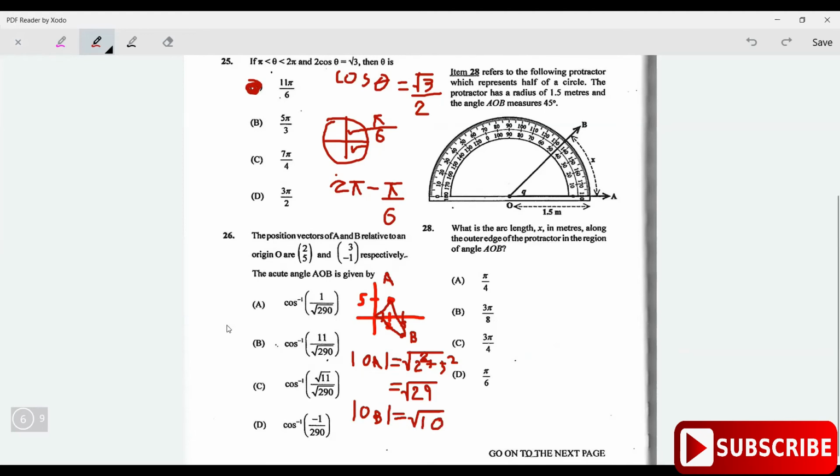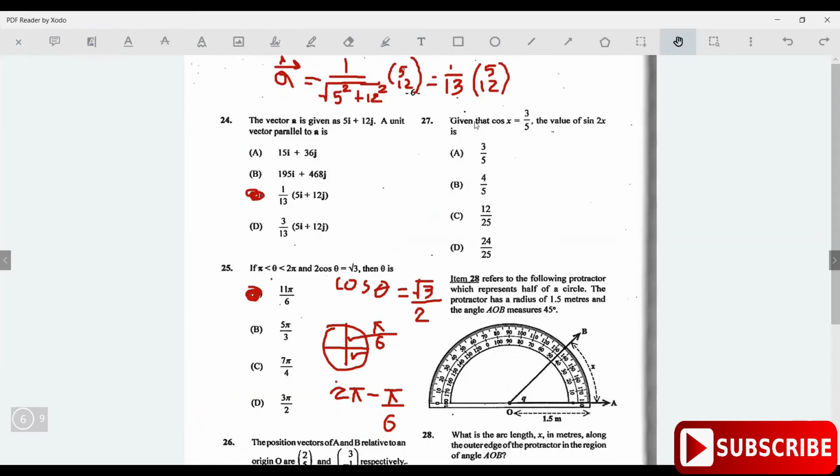All right, nice. And the next thing we need is a dot product. We need the dot product of 2, 5 with 3, minus 1. This dot product will work out to be 6 minus 5, which is equal to 1. And so the angle theta is equal to cos inverse of 1 divided by the square root of 29 times the square root of 10, which is the square root of 290. Nice and easy. Option A, too easy.